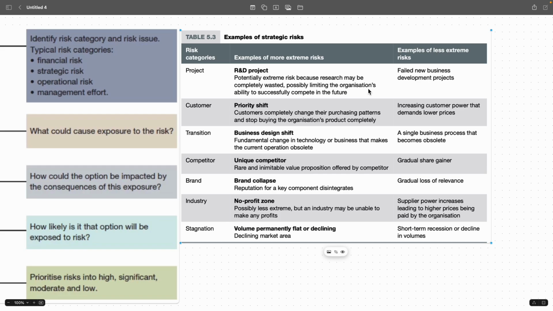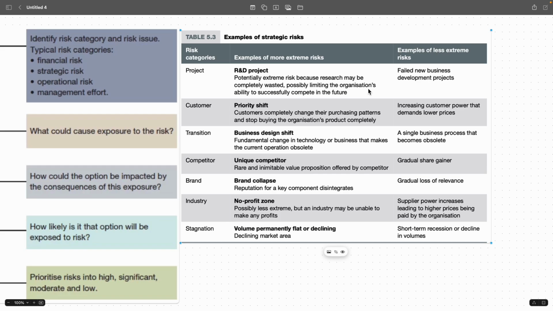You might have a unique competitor: a rare, immutable value proposition offered by somebody new who comes in and breaks up the market. Or you have a gradual share gainer, meaning competitors slowly eat your market. Then brand collapse. Brand collapse means your reputation or a key component disintegrates. A good example of brand collapse is now happening to Tesla. The brand is collapsing. Why? Because of Elon Musk and the American actions. The whole world targets Tesla. They said, since Elon Musk is the best friend, we target him. Does that make sense? Okay.